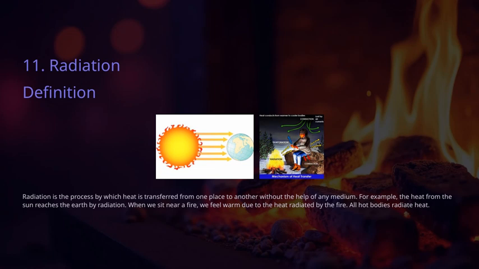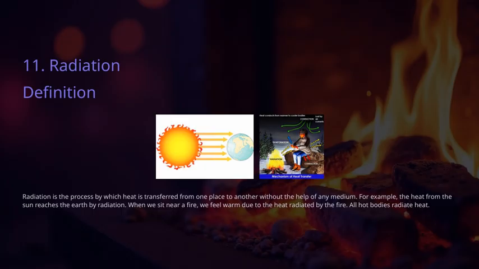Radiation is a fascinating way heat moves from one place to another without needing any medium like air or water to carry it. For example, think about the heat from the sun. It's reaching us through radiation. When we sit near a fire, we can feel the warmth, and that's because the fire radiates heat directly to us.